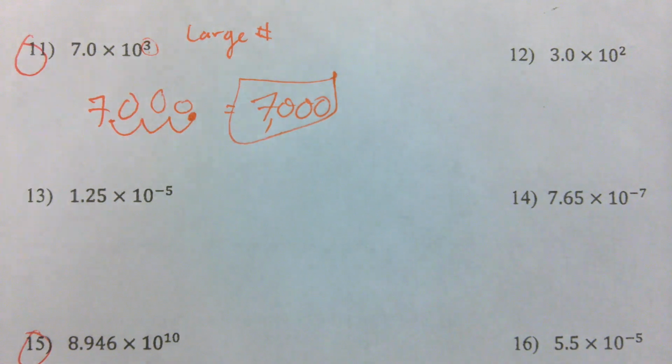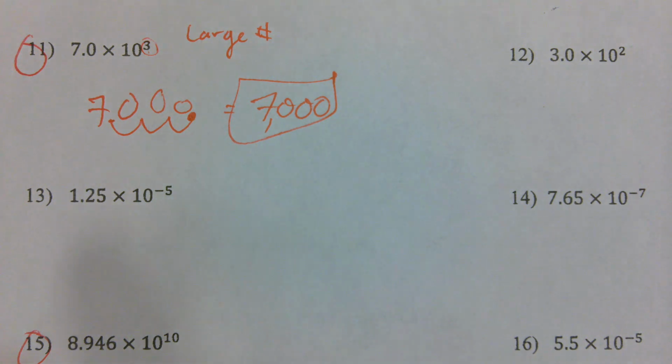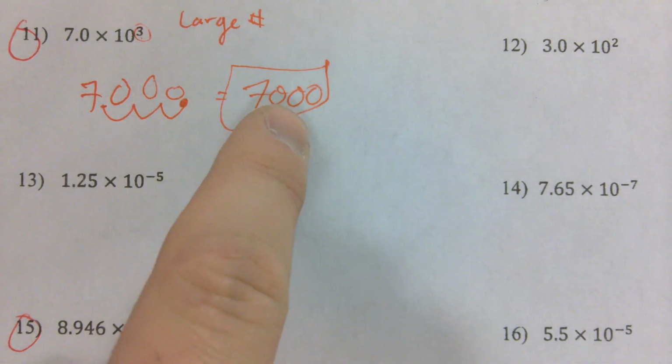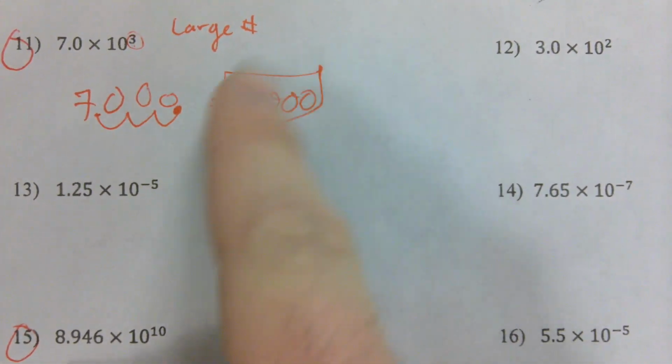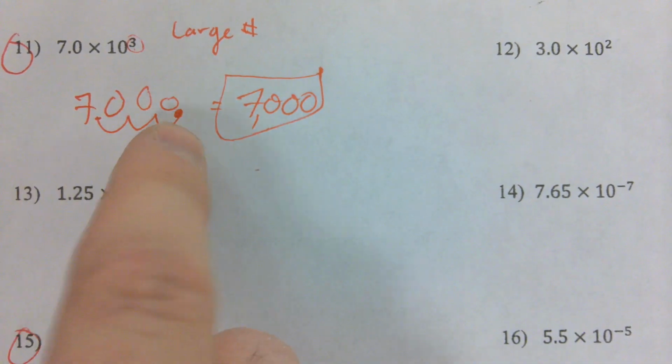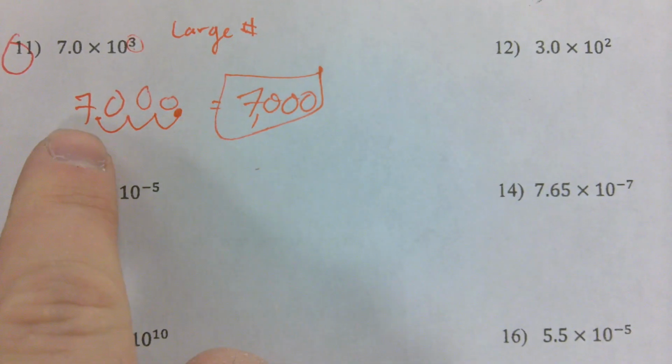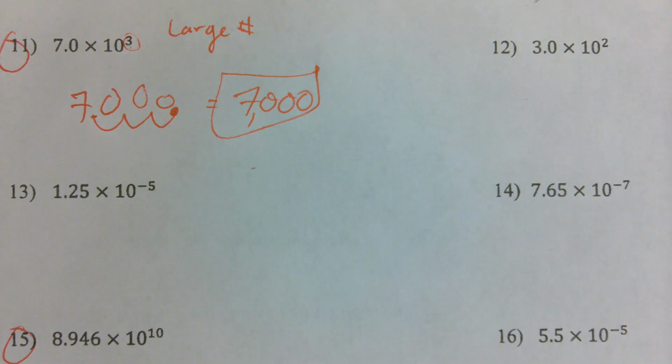And we end up with 7,000. Don't just leave your answer like this on this worksheet. Make sure you write it nice and cleanly so that I can see exactly what number we're talking about. Okay, I don't want to see 2 decimals in there if our answer is 7,000.